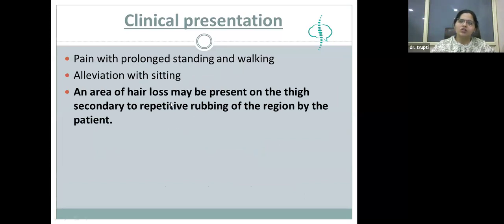An area of hair loss may be present on the thigh secondary to repetitive rubbing of the region by the patient. So this condition may be present. If it is very chronic, the patient has a tendency of rubbing the thigh, and there will be hair loss in that local region.